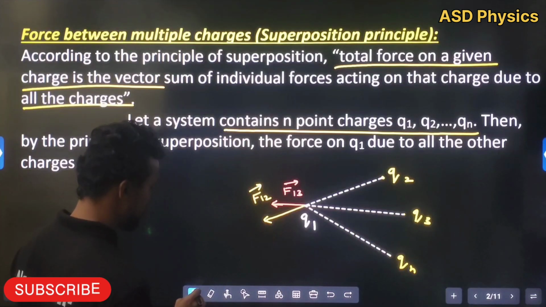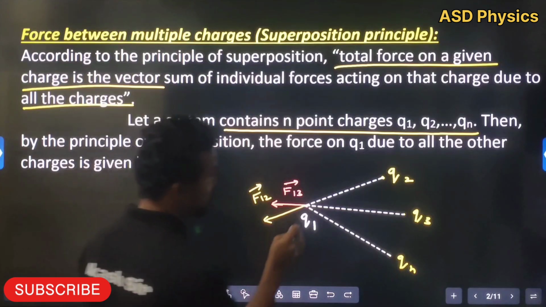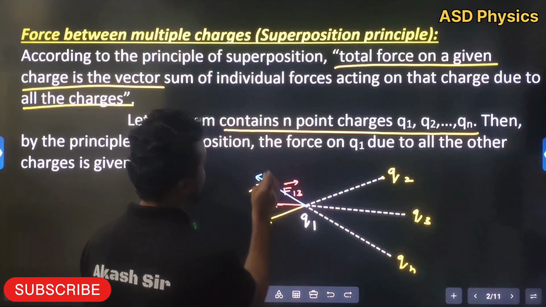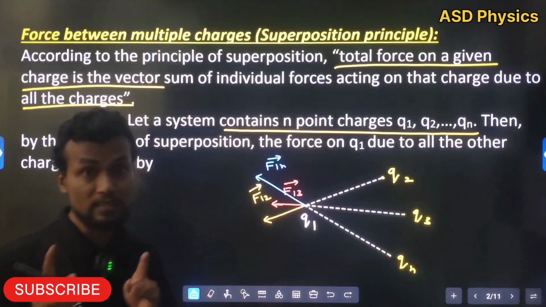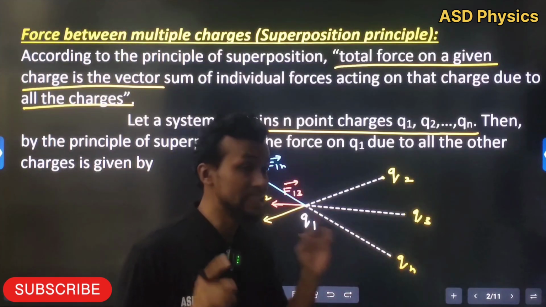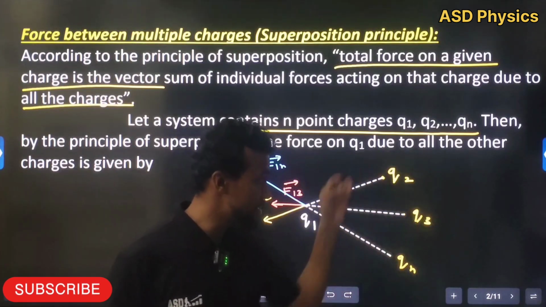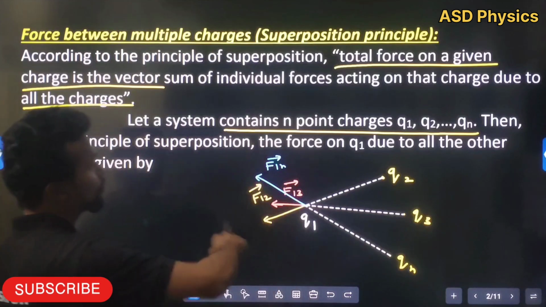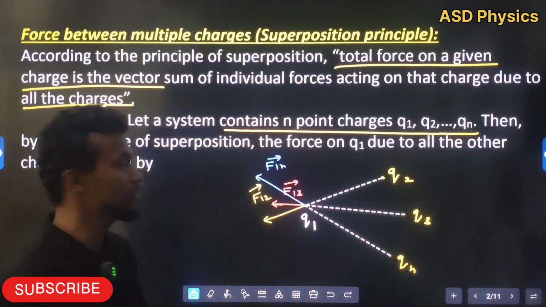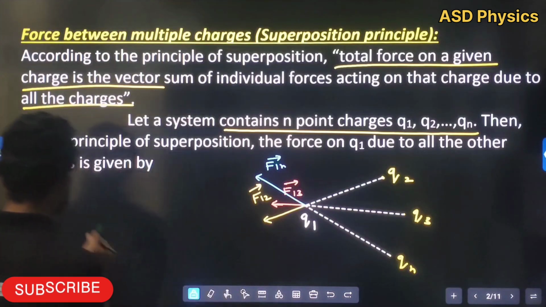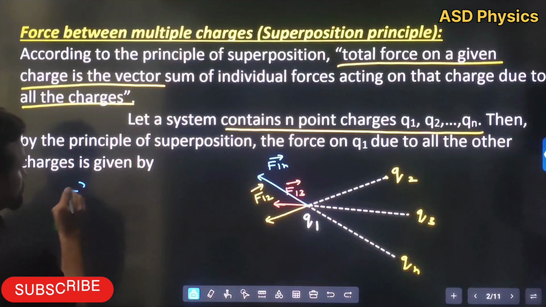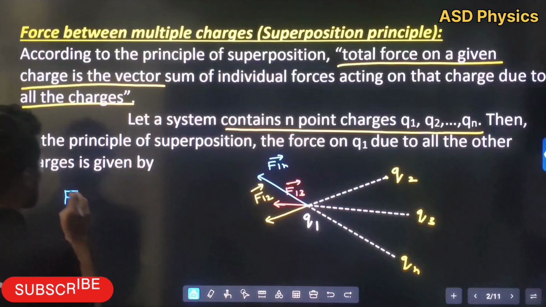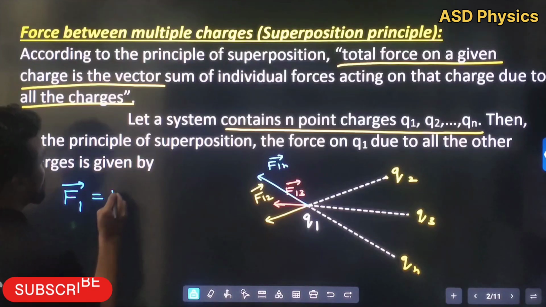Similarly, the force between q1 and qn will act in this direction, and I will write here F1n. Again, this force between q1 and qn is independent of q2 and q3. So here how many forces are there? You can see three forces are there. So the resultant force on charge q1 will be the vector sum of all of them.